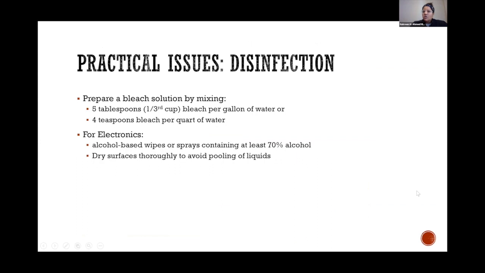Other practical issues associated with disinfection: if you don't have the hydrogen peroxide or bleach wipes that are typically available in most US hospitals, you can certainly prepare a bleach solution by mixing 5 tablespoons with a quart of water, depending on what the resources are. We're seeing a lot of this being done in community hospitals if they're running out of the detergent that's being used to clean. For electronics, alcohol-based wipes are usually okay, anything that's at least 70% alcohol, and I would recommend drying the surfaces as quickly as possible to avoid the pooling of liquids that can cause problems with the device itself. Specifically, that's probably most relevant to the Butterfly, the iVis, or the Lumify if you're using any of those devices.